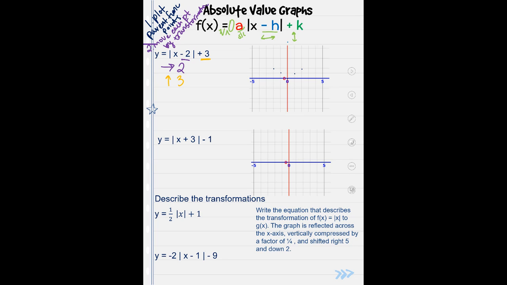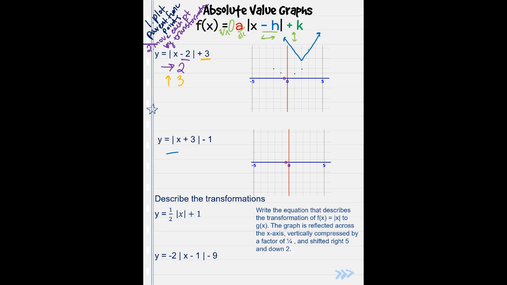Then I do the same for the remaining points: 1, 2, up 1, 2, 3. And then I can connect my lines. Simple as that. We're not doing anything more than just moving our points the way that our equation tells us to. So let's look at this other one.